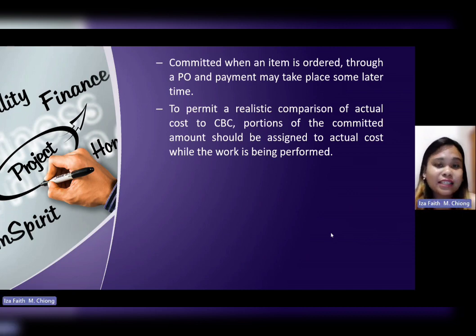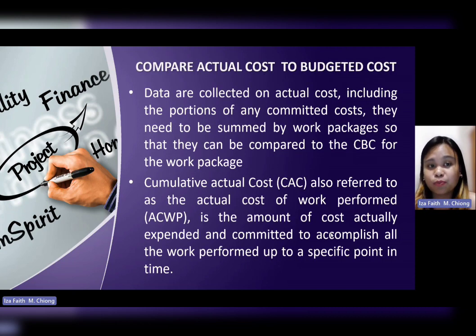So to permit a realistic comparison of actual cost to CBC, portions of the committed amount should be assigned to actual cost while the work is being performed. Next, comparing actual cost to budgeted cost. So actual costs, data are collected on actual costs, including the portions of any committed cost. So they need to be summed by work packages so that they can be compared to the CBC for the work package.